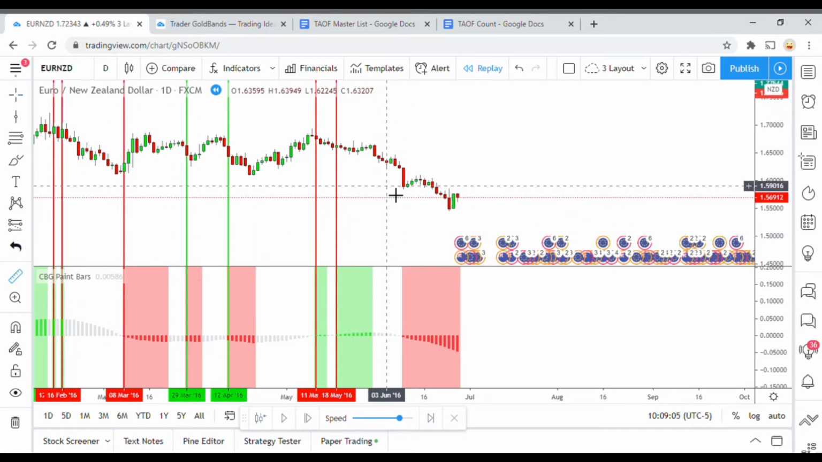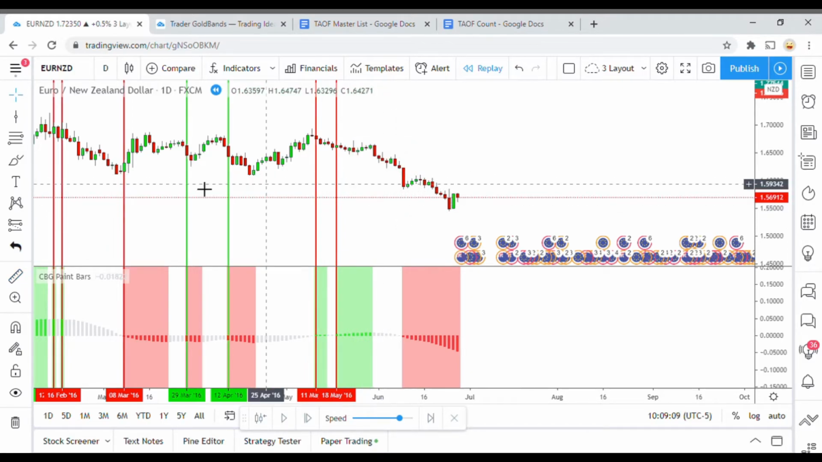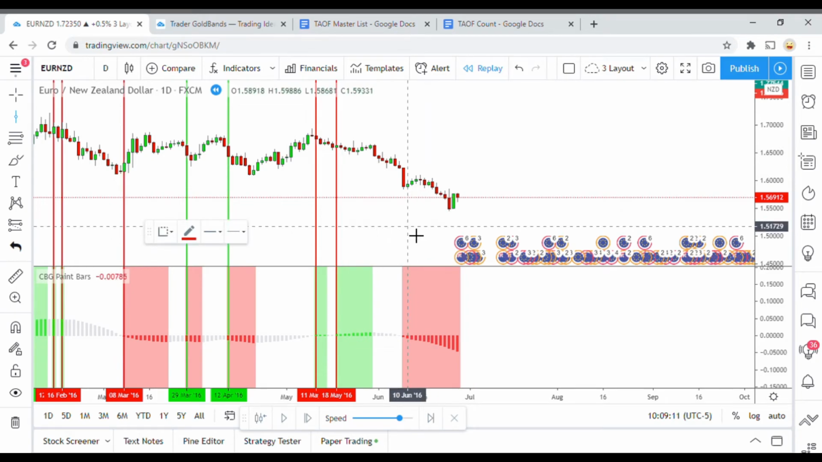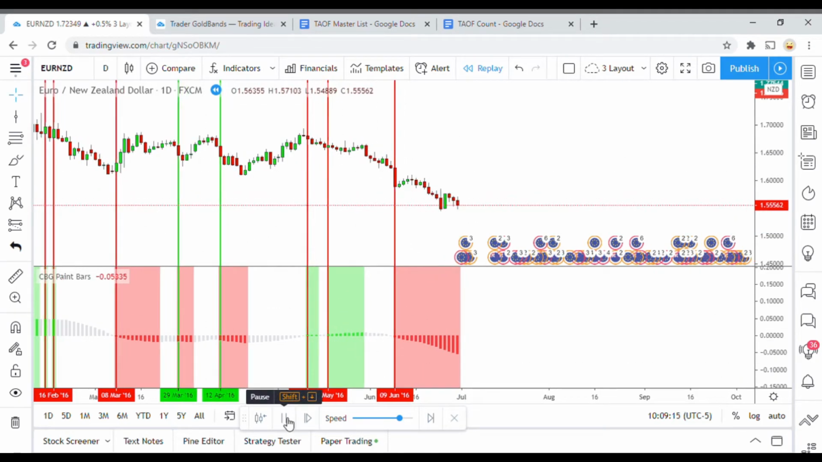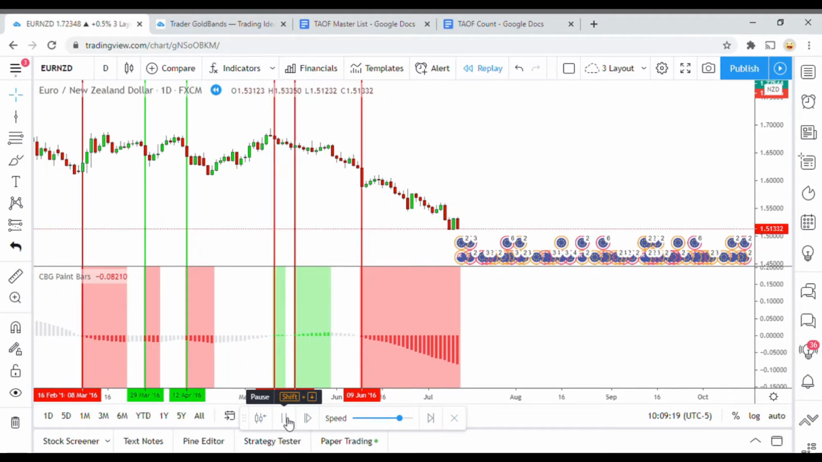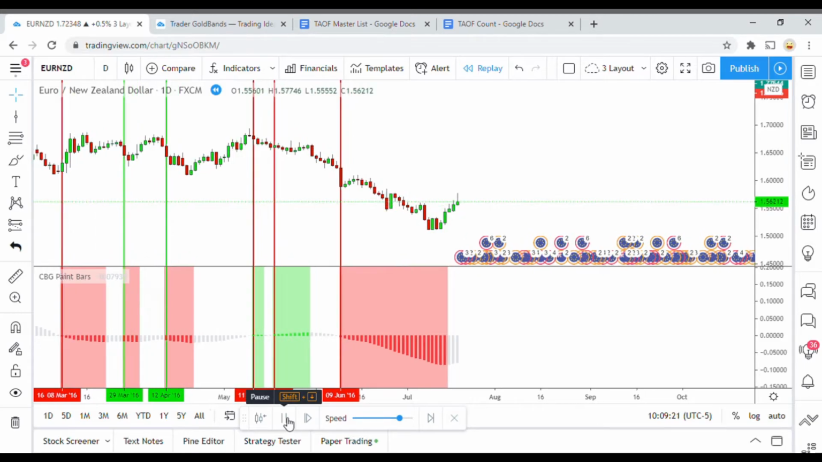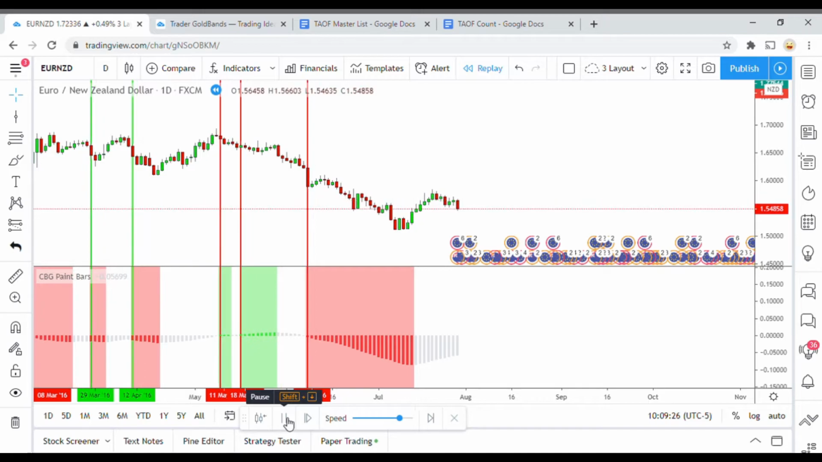Let's see, so we get a short here, but I wonder if we got stopped out. We did. So that would have been a losing trade, unfortunately. Moving along here.